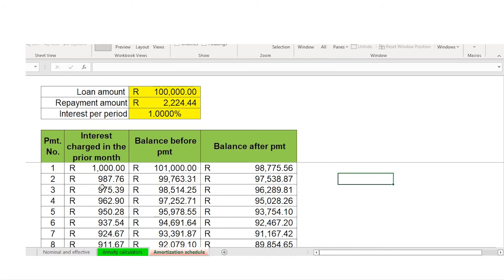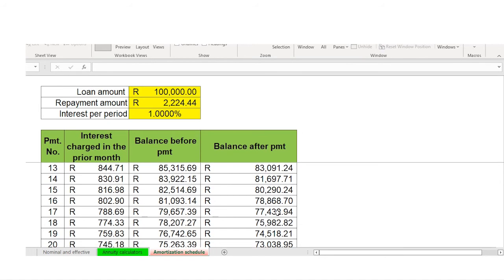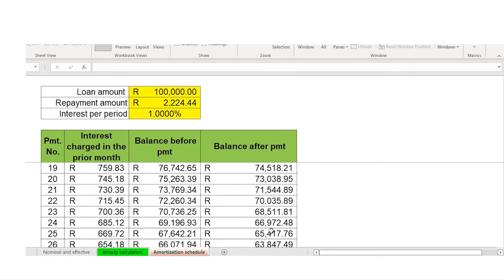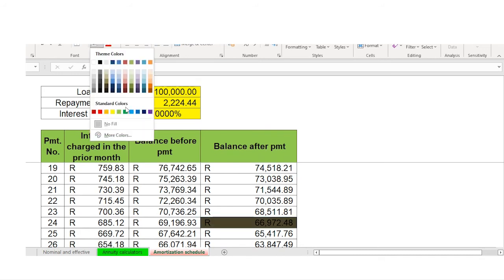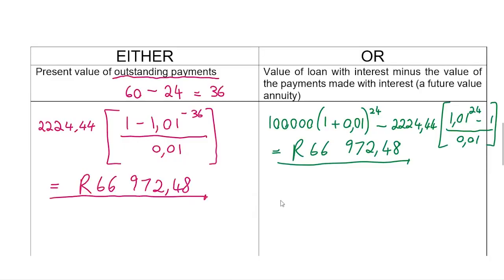So what you'll notice is that the amount of interest is actually coming down. And what we're looking at is the balance after each payment coming down. And if I go and look, the balance after the 24th payment is exactly what we calculated it to be, 66,972 and 48. Now I hear you saying, why would we ever bother with the green method on the right when it's actually more complicated?